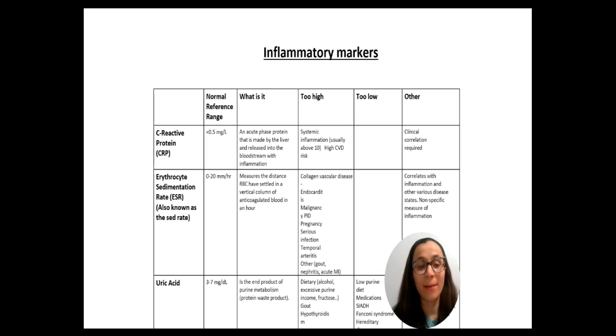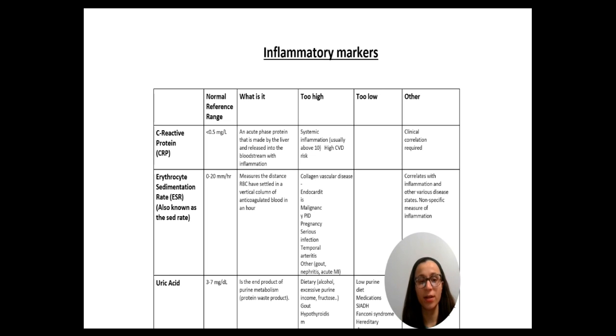Okay, next we go on to inflammatory markers. We're going to start with our CRP. CRP stands for C-reactive protein. Normal range is less than 0.5. What it is, it's an acute phase protein that is made by the liver and released into the bloodstream with inflammation. So it's really non-specific, which is why you need clinical correlation. But if it's high, it indicates inflammation.